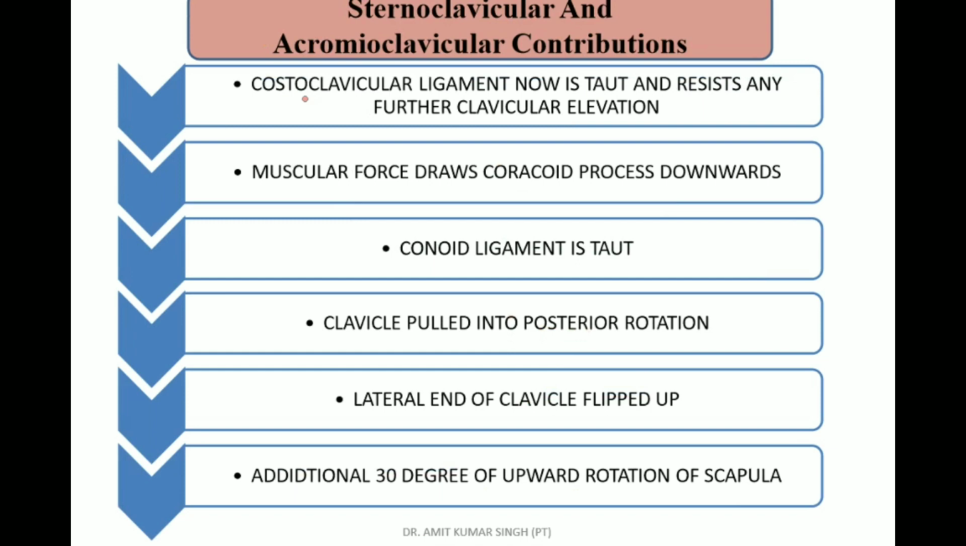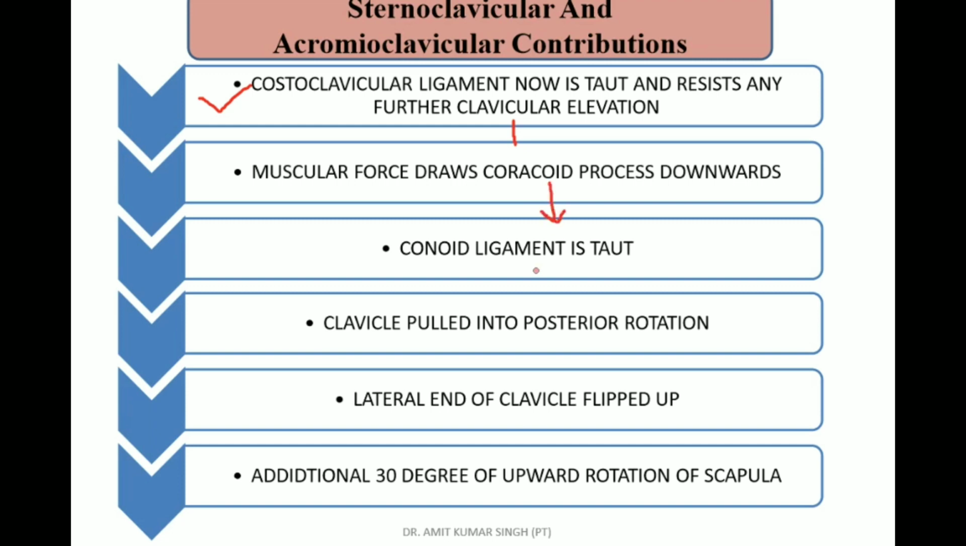So after that 30 degrees, now the costoclavicular ligament is taut and it is going to resist any further clavicular elevation. Earlier it was the coracoclavicular ligament which was becoming taut and resisting further movement at the AC joint. Then the SC joint movement started. Now here the costoclavicular ligament is going to be taut and resist further clavicular elevation. Now what will happen? The muscles which are present on the coracoid process are going to pull the coracoid process downward.